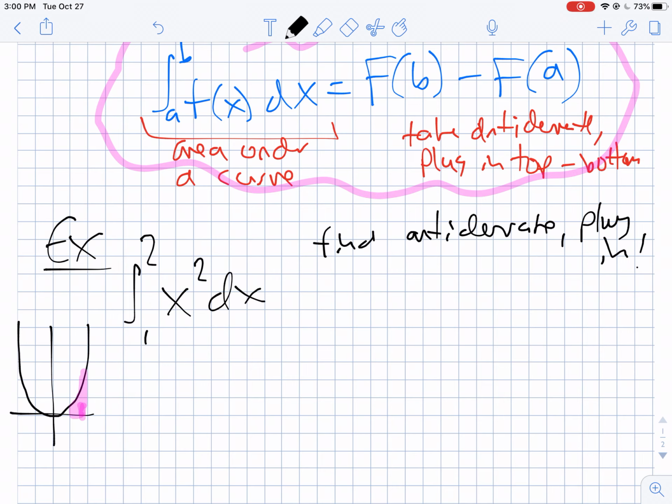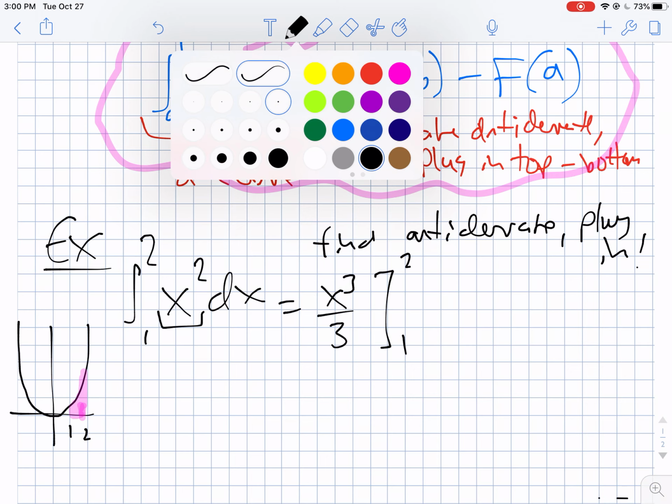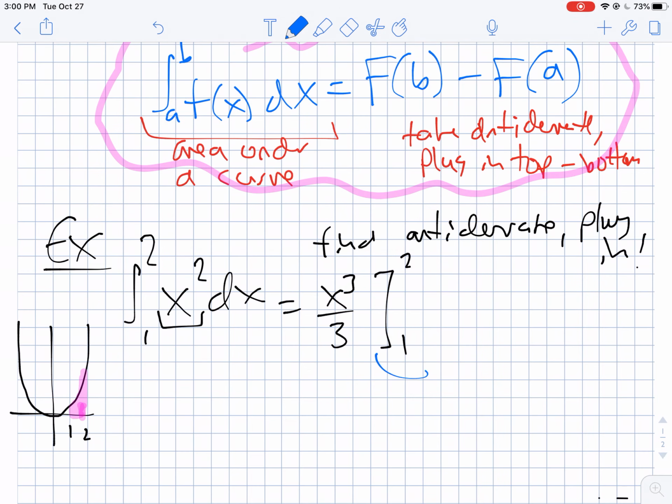Okay, so if we want to find this pink area from 1 to 2, all we have to do is take the antiderivative of x squared. So that's x cubed over 3. And then the way we do this is we write a little bar from 1 to 2. Basically, after you integrate, you get the bar. And that bar just means evaluate at 2, evaluate at 1, and then you subtract. So you're going to plug in the 2, and then you'll plug in the 1, and then subtract.